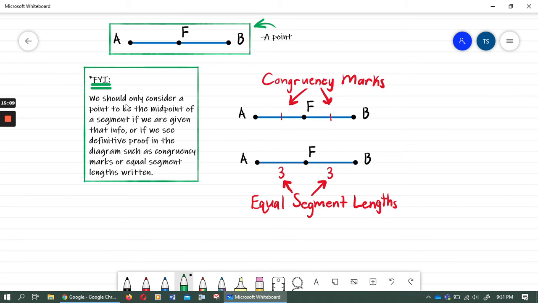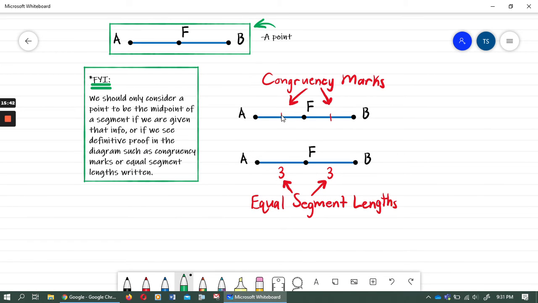We should only consider a point to be a midpoint of a segment if we are given that information, for instance, if we're actually told. Again, this is if you're enrolled in my class at our school. Either number one, if you're given that information, then you can consider that point to be a midpoint, or number two, if you see definitive proof in the diagram, such as congruency marks.